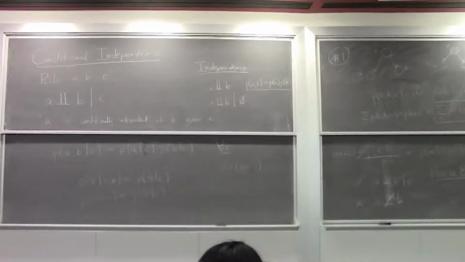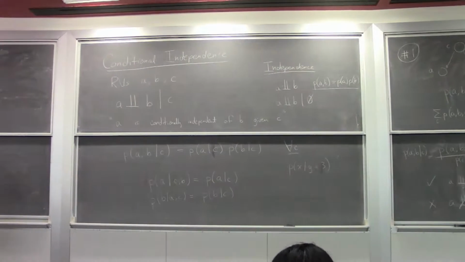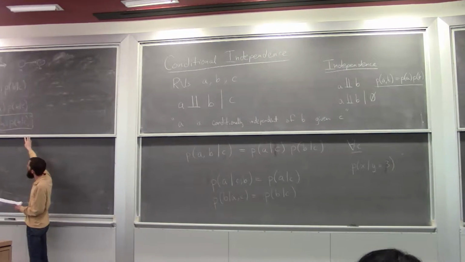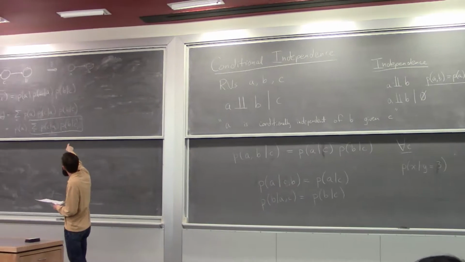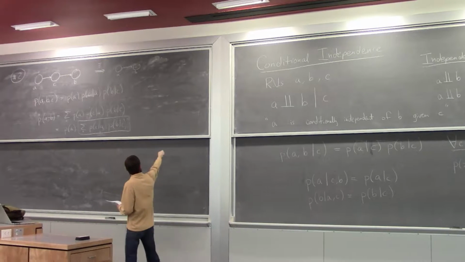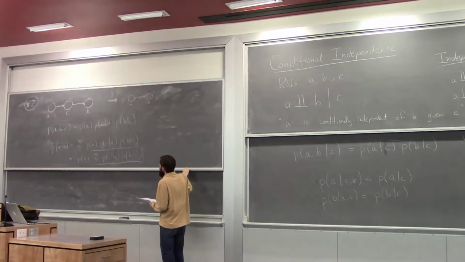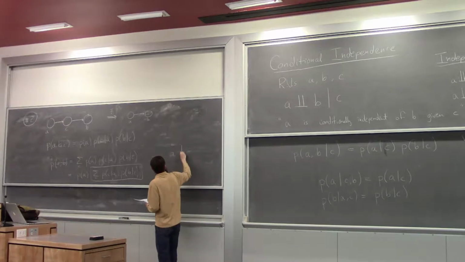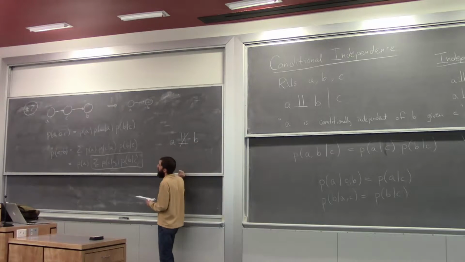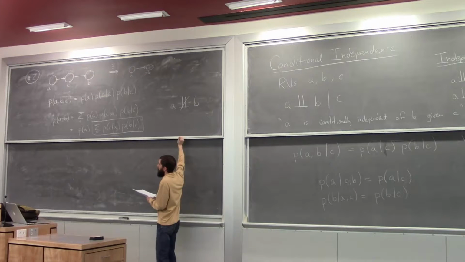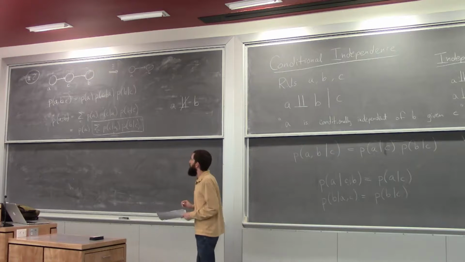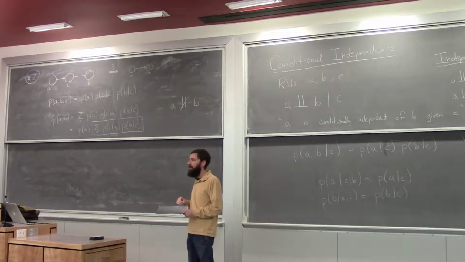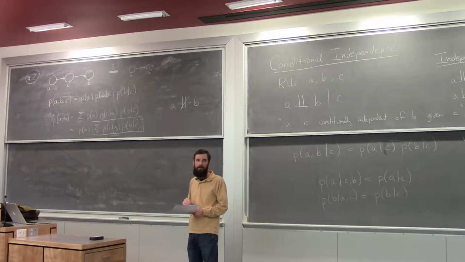Okay, so long story short, coming back over here, we currently have that A and B are not independent, or we can't say that they're independent, given the information about C.